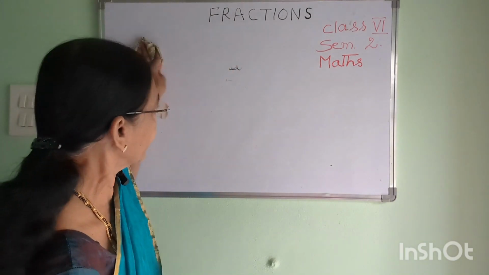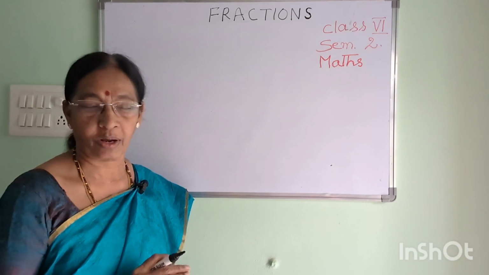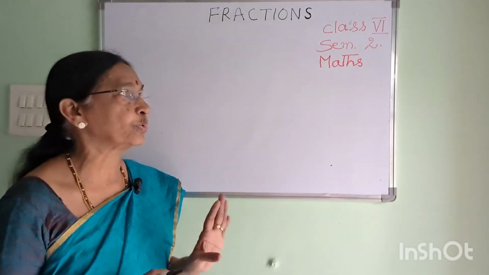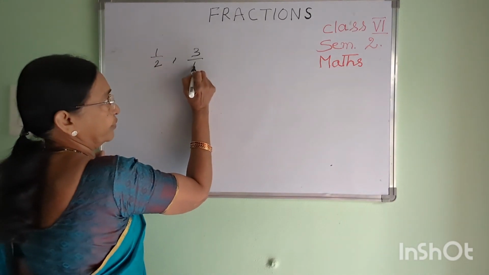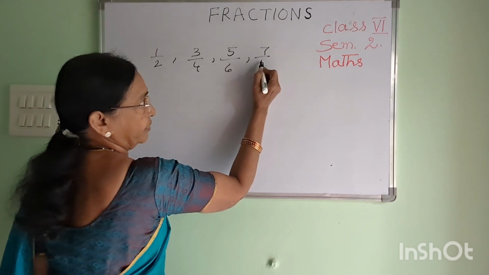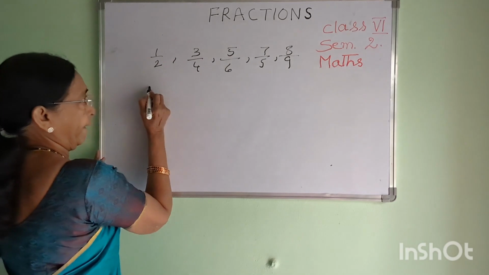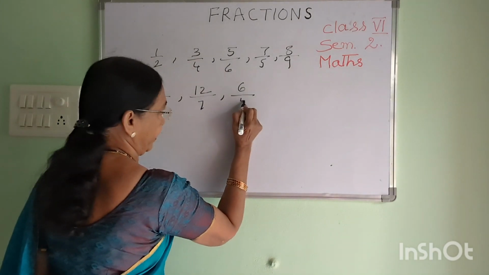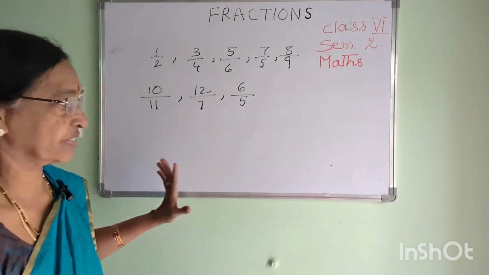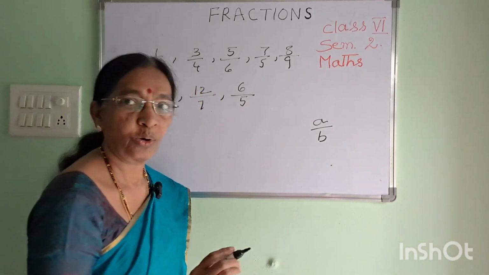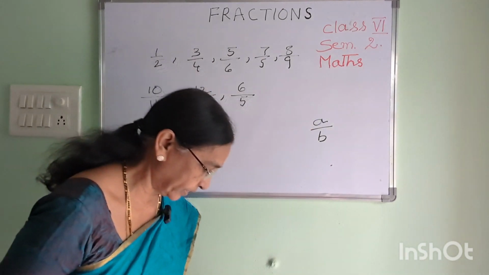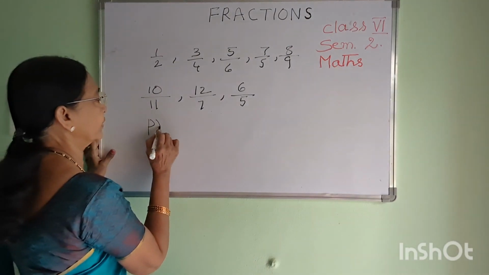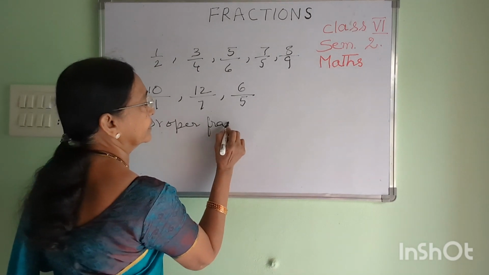Now check whether the given fractions are proper fractions or not. నేను కొన్ని ఫ్రాక్షన్స్ ఇస్తాను, అందులో ఏవి ప్రాపర్ ఫ్రాక్షన్స్ ఏవి ప్రాపర్ ఫ్రాక్షన్స్ కావు చూడండి. 1/2, 3/4, 5/6, 7/5, 8/9, 10/11, 12/7, 6/5. ఇవన్నీ కొన్ని ఫ్రాక్షన్స్. ఫ్రాక్షన్ అంటే A/B ఫామ్లో ఉండే, A, B అనేవి హోల్ నెంబర్స్. ఈ ఫామ్లో ఉండే వాటన్నింటినీ ఫ్రాక్షన్స్ అంటారు. సో ఈ ఫ్రాక్షన్స్లో ఏవి ప్రాపర్ ఫ్రాక్షన్స్ ఏవో చూద్దాం.